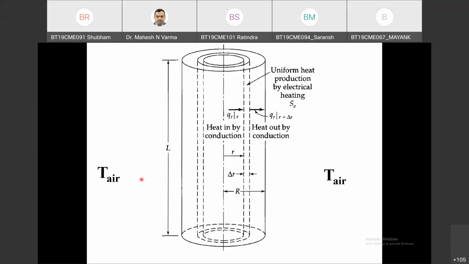Anybody is trying to solve. Roll number 31. Roll number 31. Roll number 31. Yes, sir.